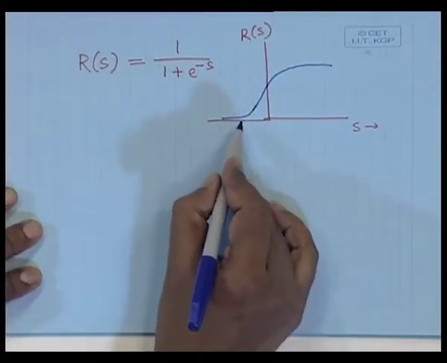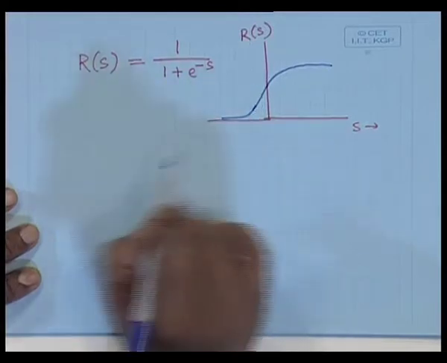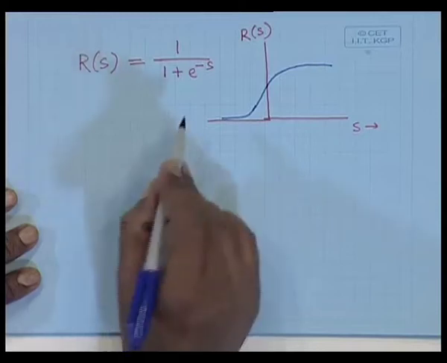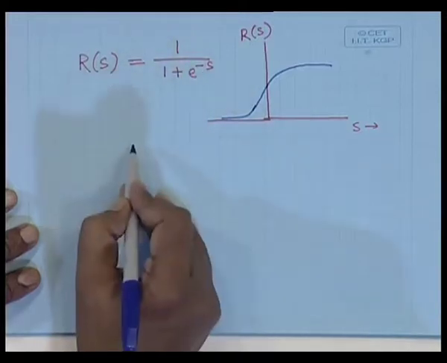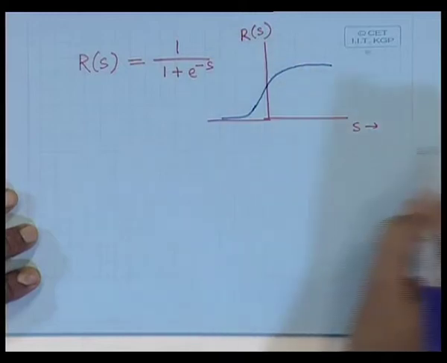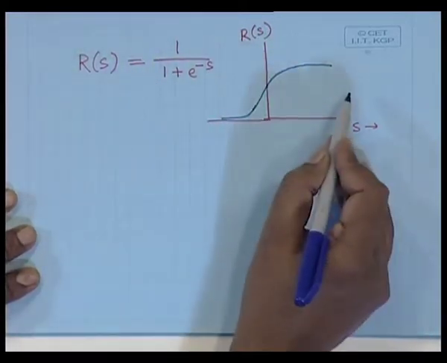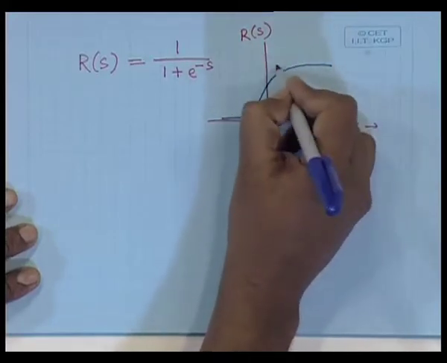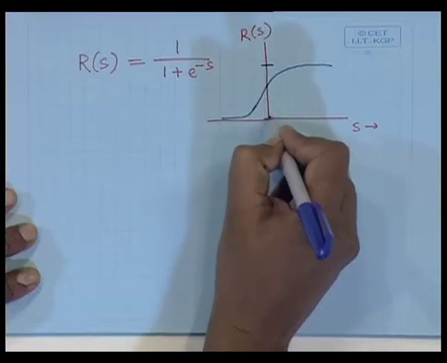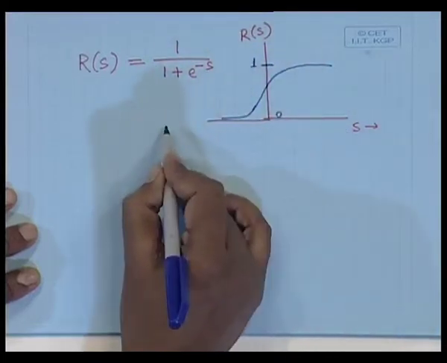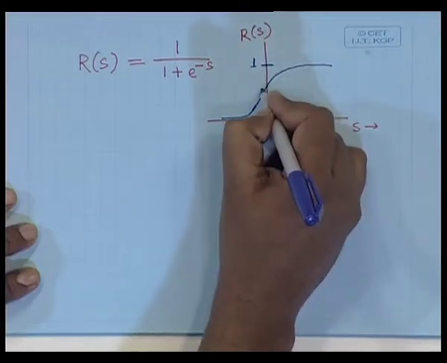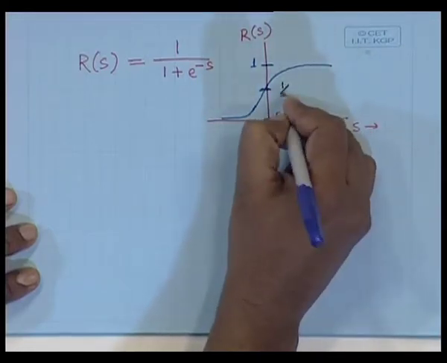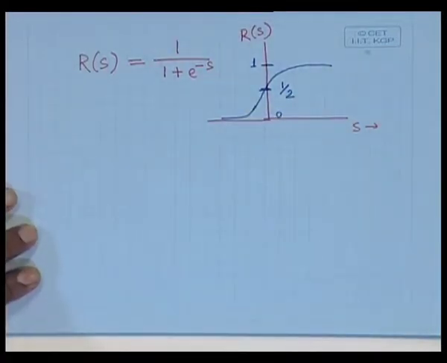Okay. Where you find that when S tends to minus infinity, R(S) tends to 0, because as S tends to minus infinity, e to the power minus S tends to infinity, so 1 upon this term tends to 0. Similarly, as S tends to plus infinity, R(S) tends to 1. Okay. So, I have the output function which is limited between 0 and 1. At S equal to 0, the value of R(S) is equal to half. So, it is a symmetrical nonlinear function around the value S equal to 0, right.